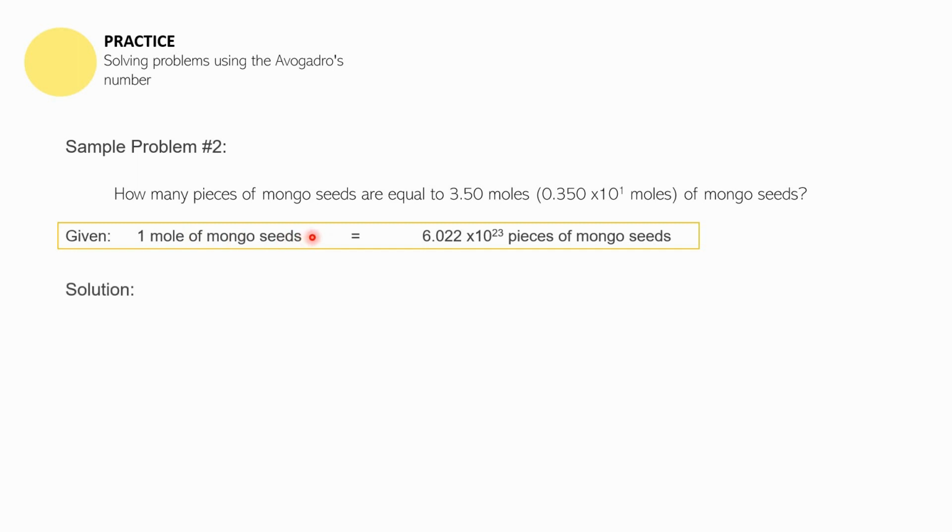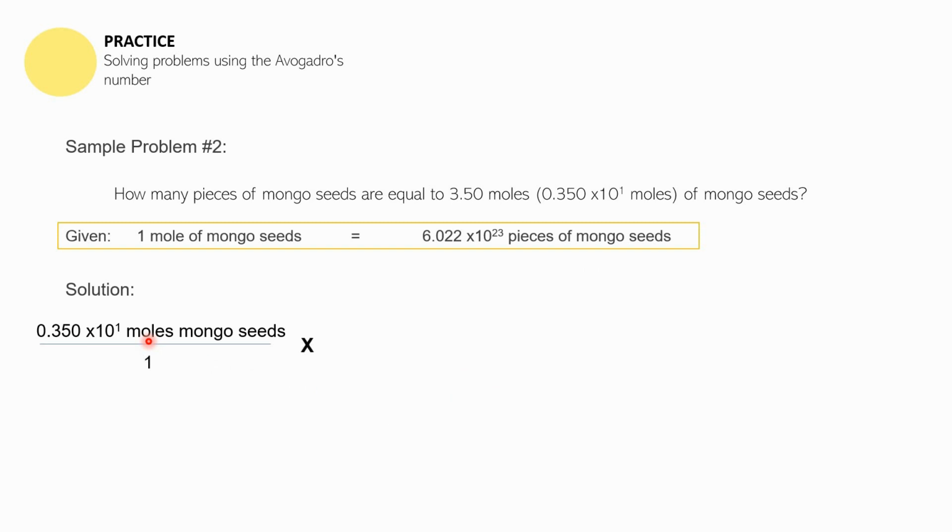For the solution, what do we put as the first part? It should be the given value, this 0.350 times 10 raised to the first power moles of mango seeds. It's found as a numerator, and as usual, the denominator is 1.